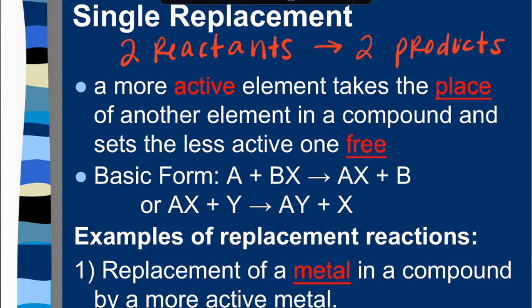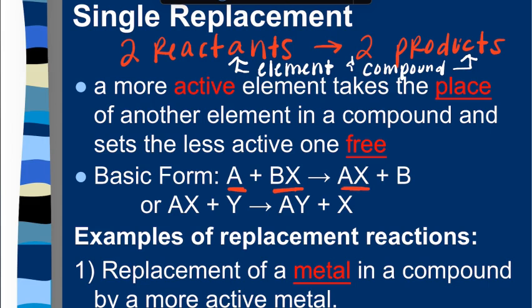So what makes these unique is that it's going to be an element and a compound. And so we're going to have an element and a compound in our reactants, and we're also going to have an element and a compound in our products. So our basic form might be that we have this element reacting with a compound, and what gets produced is a compound and an element.